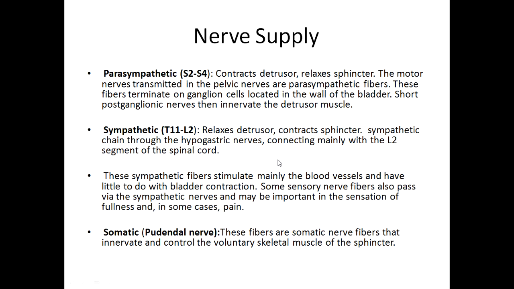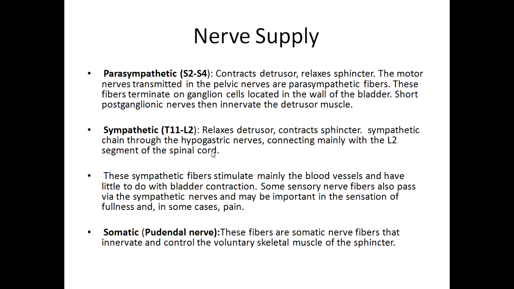So coming to the nerve supply, it is mainly parasympathetic from the sacral plexus S2 to S4. It contracts the detrusor and relaxes the sphincter. Understand? The motor nerves transmitted in the pelvic nerves are parasympathetic. These fibers terminate on ganglion cells located in the wall of the bladder. Short postganglionic nerves then innervate the detrusor muscle. In the sympathetic, it relaxes the detrusor and contracts the sphincter. What does the sympathetic do? It is opposite to the parasympathetic, so it relaxes the detrusor and contracts the sphincter.